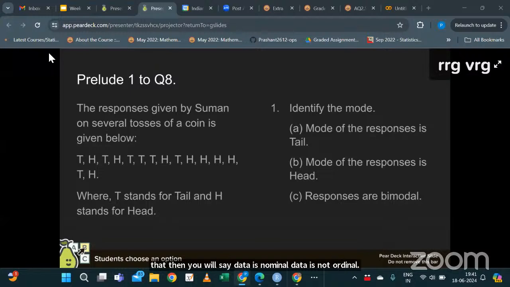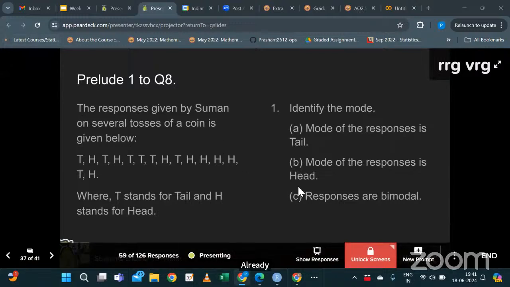For example, let's say feedback: poor, average, good, excellent. Can you order these feedbacks? First it will be poor, then average, then good, then excellent, right? If that is the case, you can say this is ordinal. If you have ordinal data, then in case of categorical data you can compute the median, but you can compute the mode for nominal as well as for ordinal. Is this clear? Yes, sir.